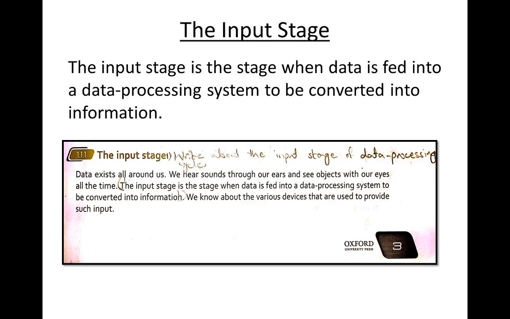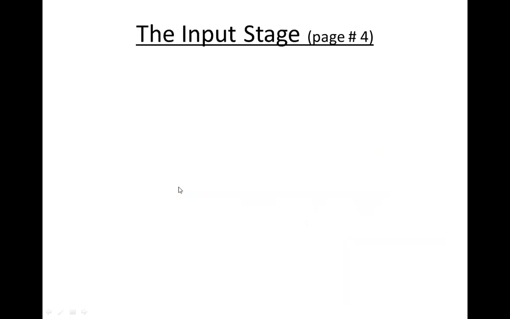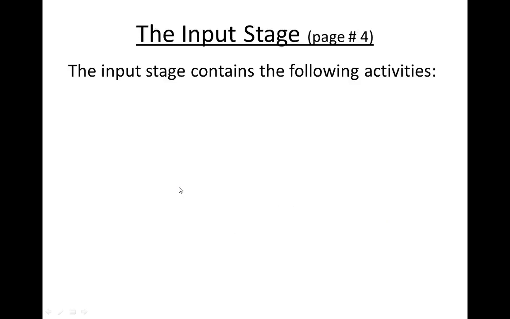Students, on page number 3 in the paragraph of the input stage, please write down a question. The question is, write about the input stage of data processing cycle. Mark its answer from the second line till third line of the same paragraph. Students, the input stage contains 5 activities. We will study about these 5 activities one by one.